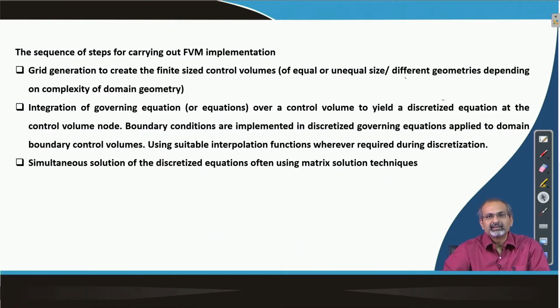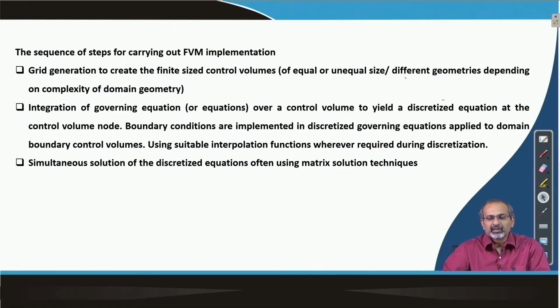So, we would be integrating the governing equations on these control volumes, and that is what will again yield discretized equations like you saw in the finite difference framework. And we are again going to see algebraic equations, and most often linear algebraic equations, which are easy to handle and solve.